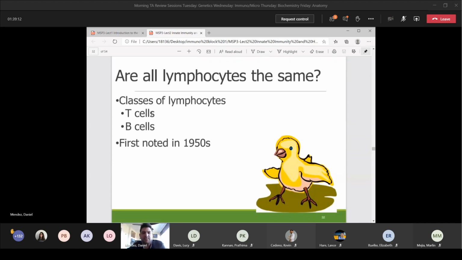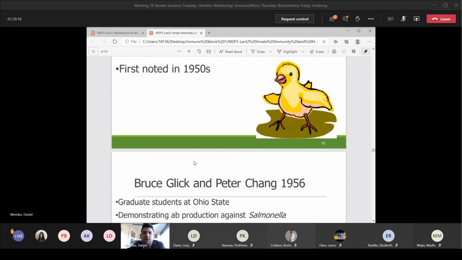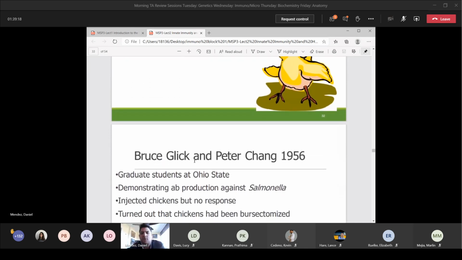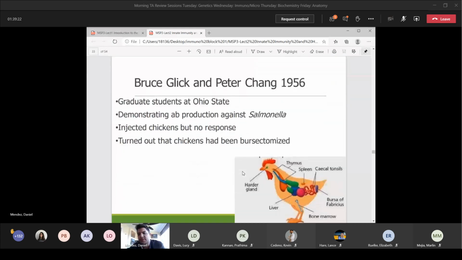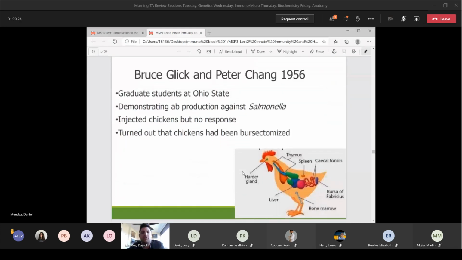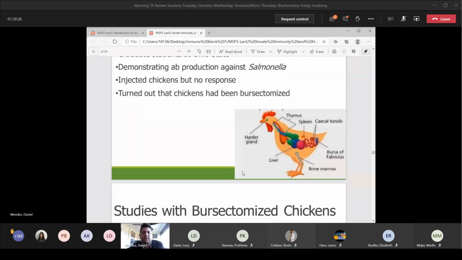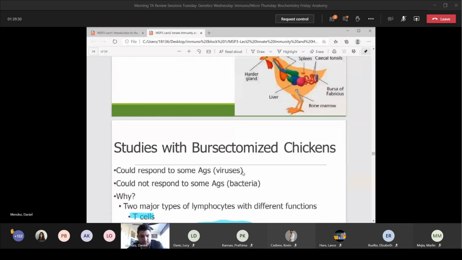So here we're going to explain the lymphocytes. Once again, she's going to have a small narrative to explain how they figured it out. You don't need to know the narrative too much. You don't need to know who did what. It is good to know that it was the bursa of the chicken. The bursa of the chicken would just equate to our bone marrow. And that's the scope of what you need.